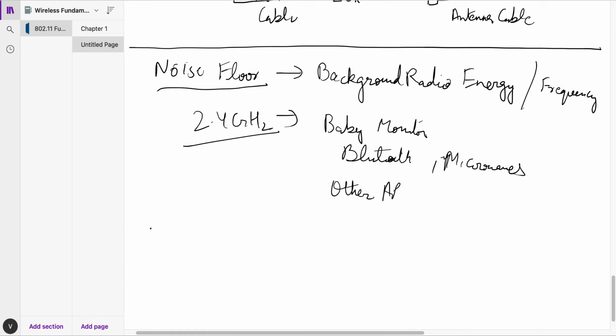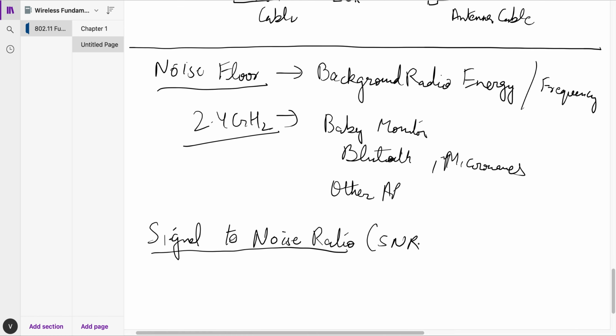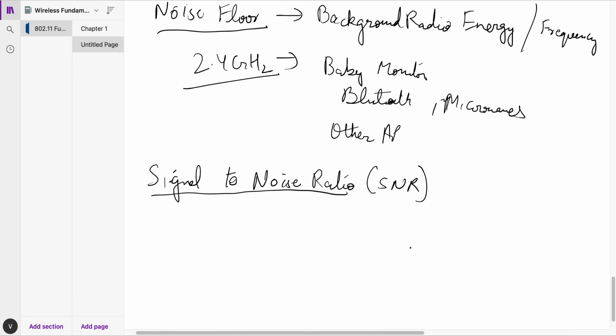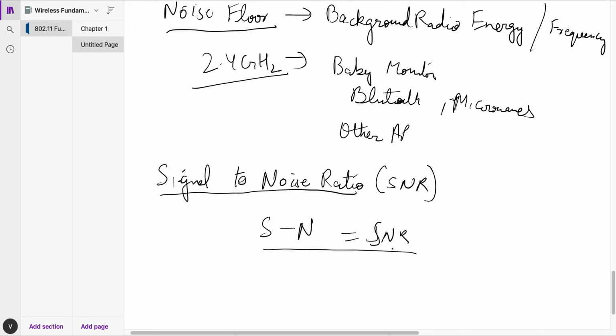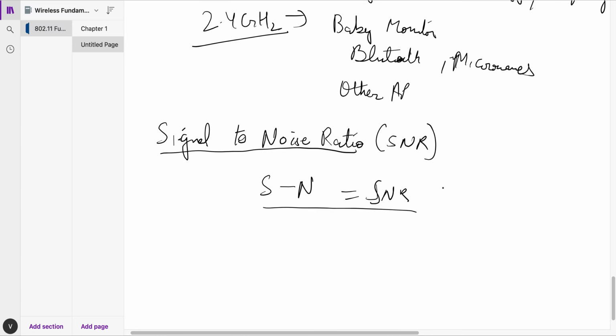The other concept is signal to noise ratio. We also call it SNR, okay, which is nothing but signal minus noise in decibels. Okay, this is called SNR. Now, signal is what we receive from the transmitter. Noise is the noise floor around us, which gives us the value of SNR. So we have heard about SNR a lot, that SNR needs to be high for us to have better transmissions.